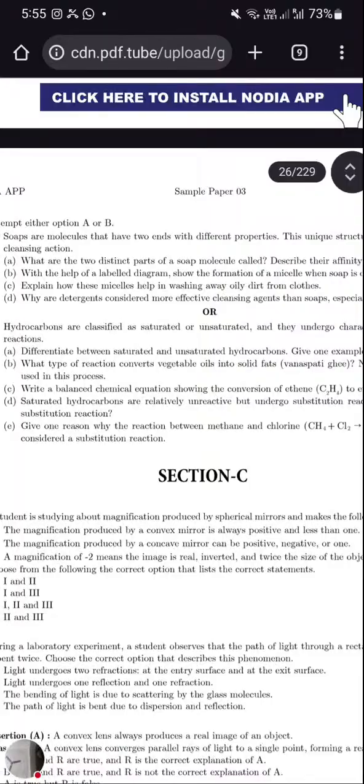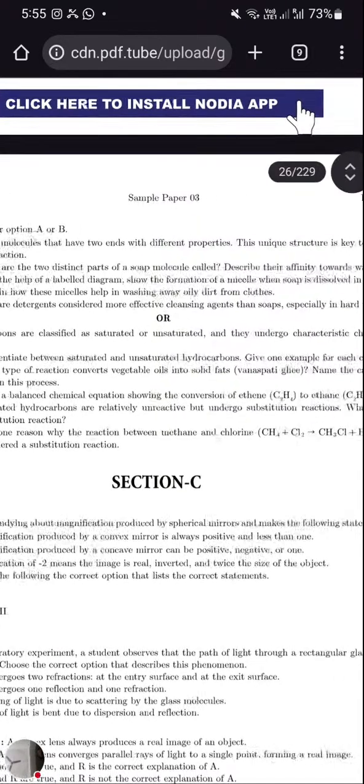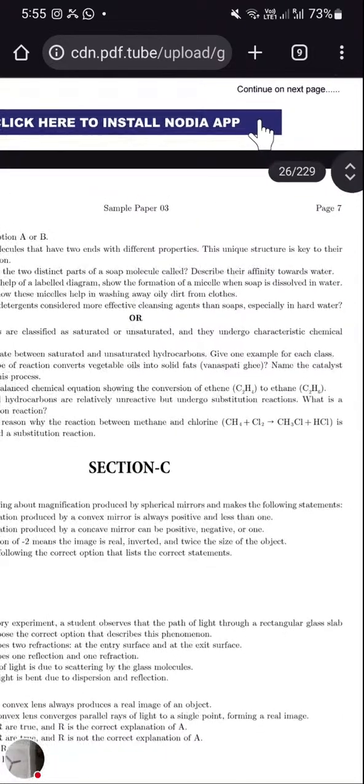The first one: what are the distinct parts of the soap molecule? Describe their affinity towards water. So what are the two parts of the soap? Write down the answer. Waiting for your reply.